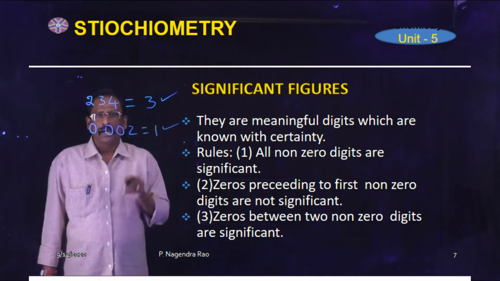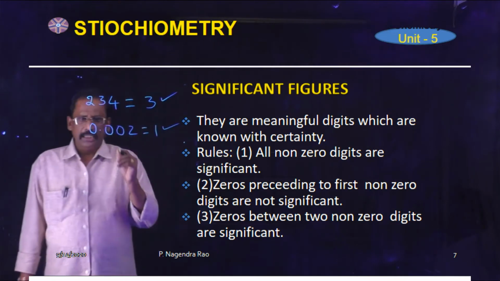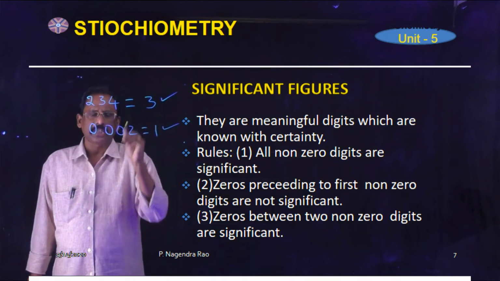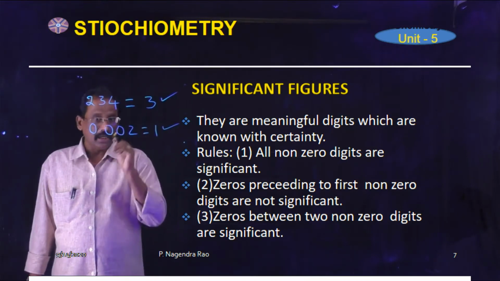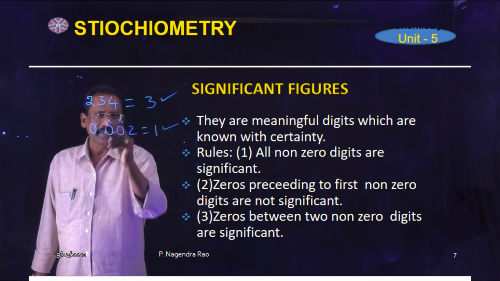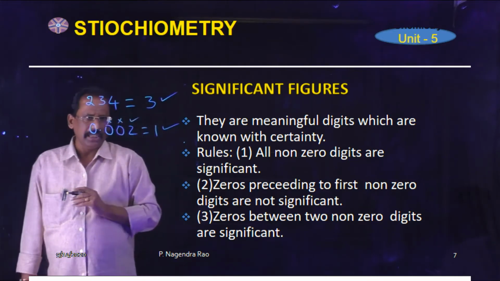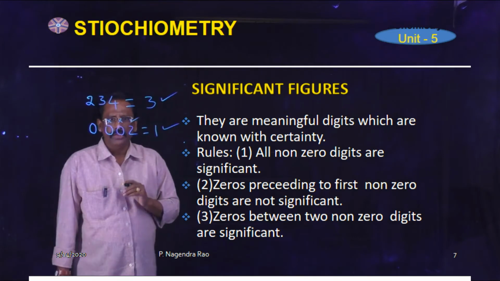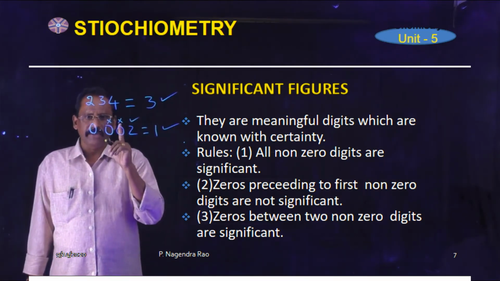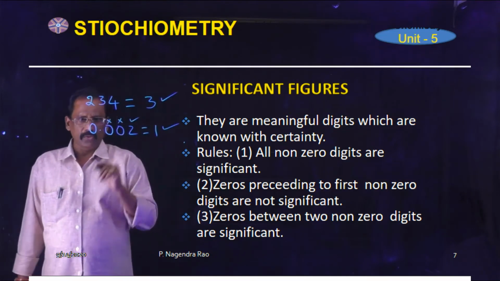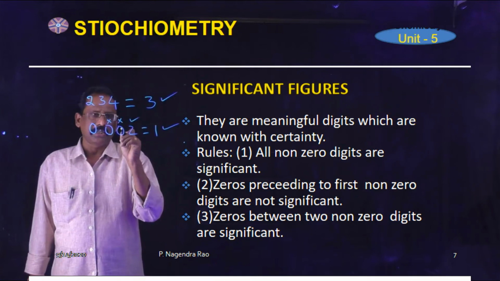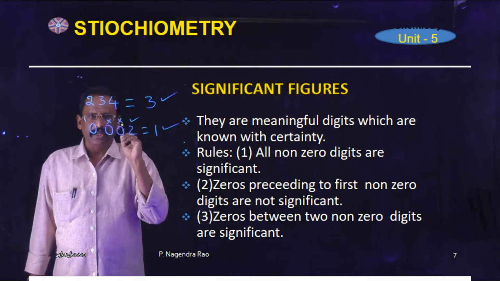Because according to the second rule, the zeros preceding the first non-zero digits are not significant. That's why these two are not significant figures. Only this is the significant figure. That's why 0.002 has only one significant figure according to that rule. Zeros preceding the first non-zero digit are not significant figures.